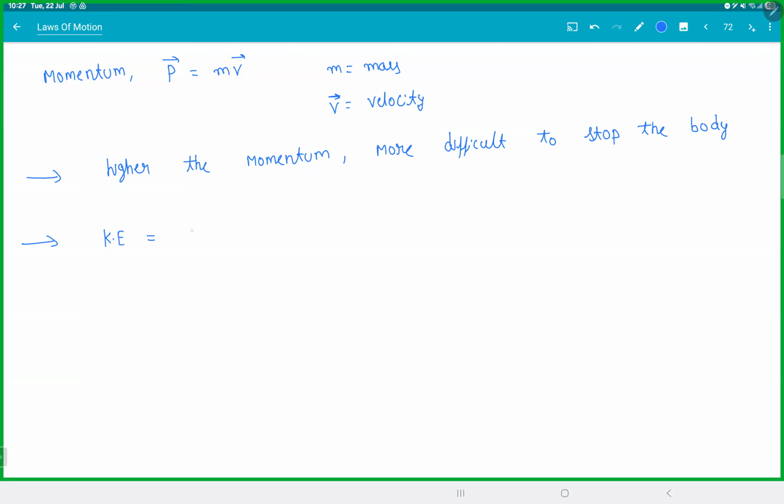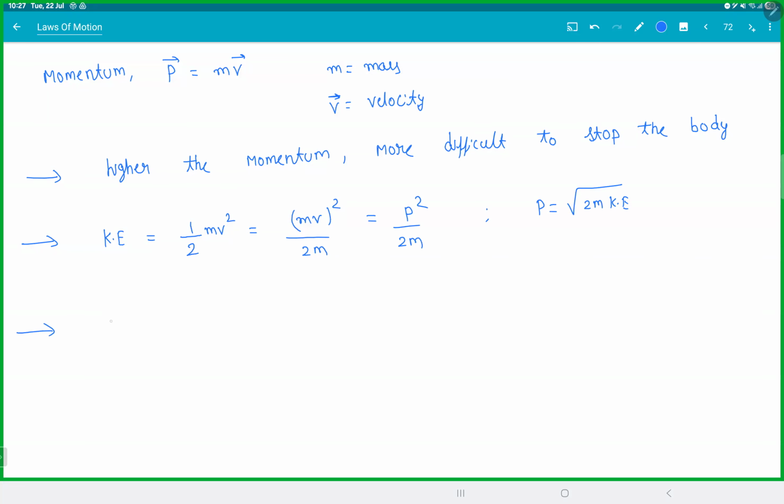So kinetic energy is half mv square. This is one good thing. We will keep using this. We saw this thing in units and dimensions and errors, if you remember. You can multiply and divide by mass. This becomes p square by 2m. So you can also write momentum is equal to root over 2 times mass into kinetic energy. Keep this in mind.